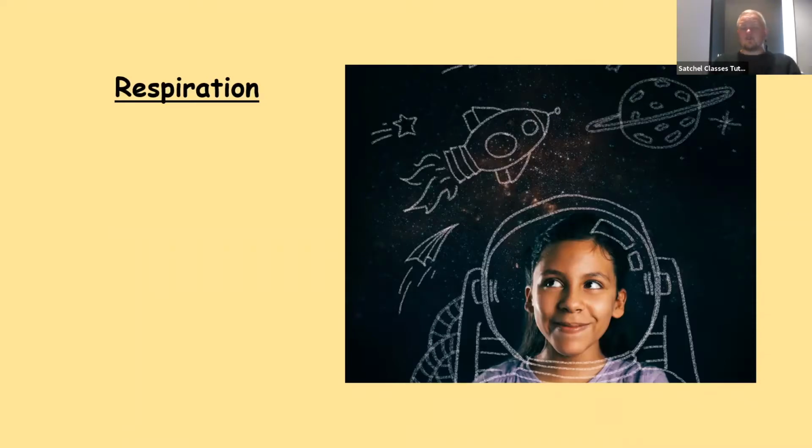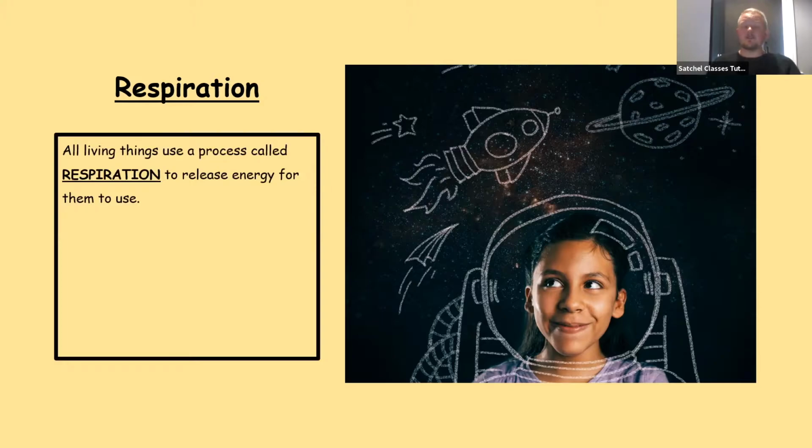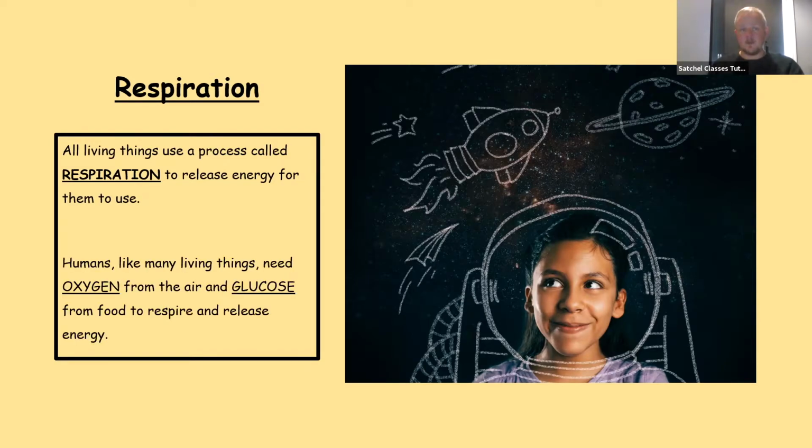Respiration. You might not have heard this term, then again you might have. But respiration is a process whereby cells release energy from the glucose from their food and from the oxygen from the air. All living things use respiration to release energy to keep them moving, keep them alive, keep their processes and their systems going. Humans, like many other living things, need oxygen from the air and glucose from food to respire and release energy.